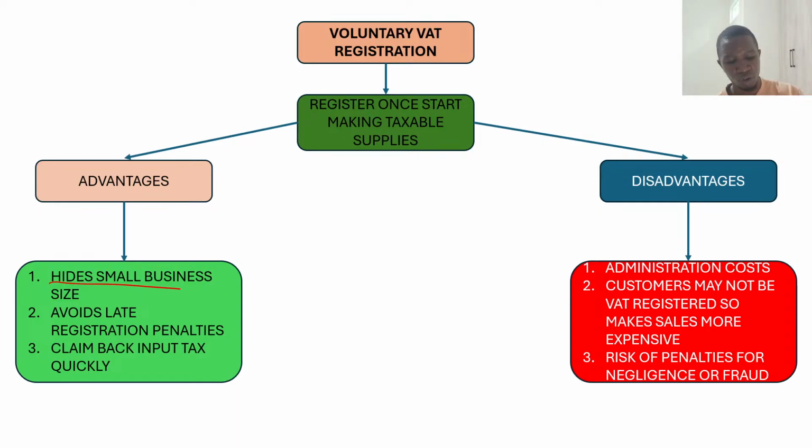Then also it avoids late registration penalties. Those penalties, if they catch you off guard, will be hefty. Then also you are able to claim back input tax quickly. So I would advise, if you are dealing with corporations, mainly business to business, you can voluntarily register for VAT early on, so that you will be able to claim your input tax, as well as deal with those companies, and it hides the small business size.